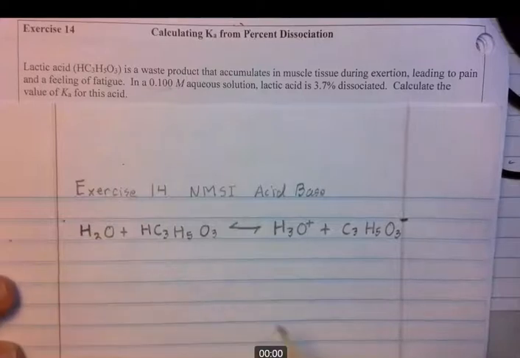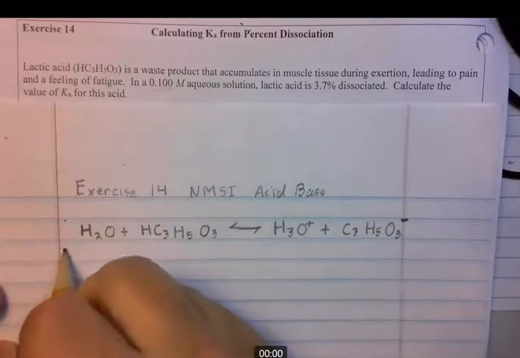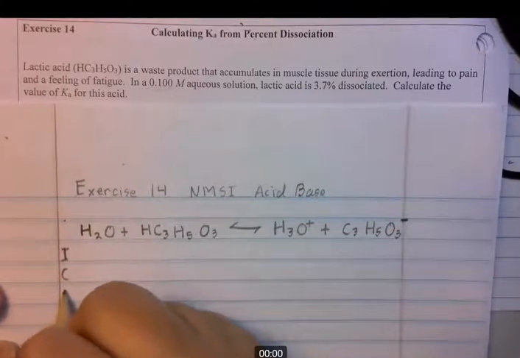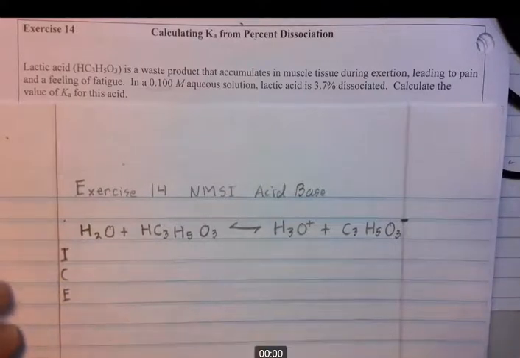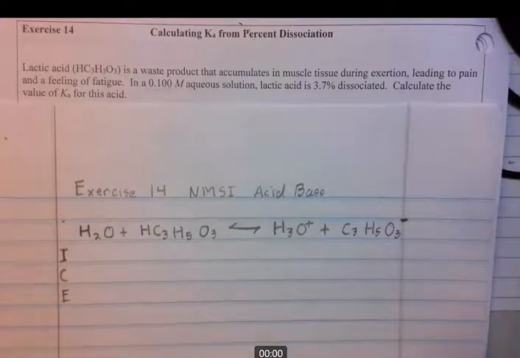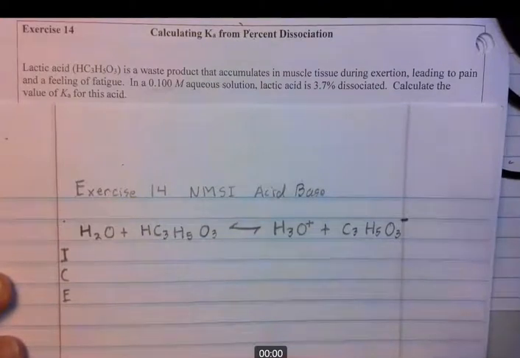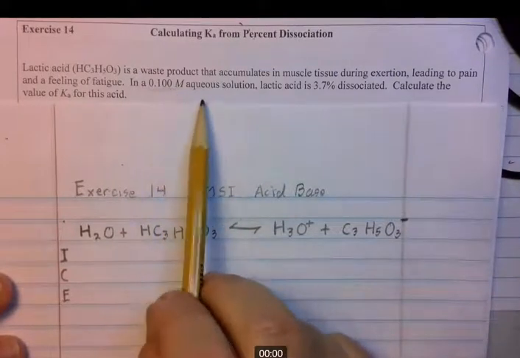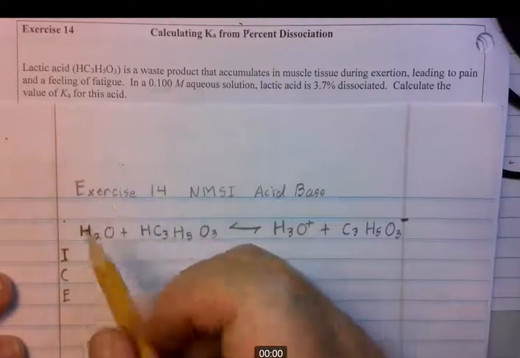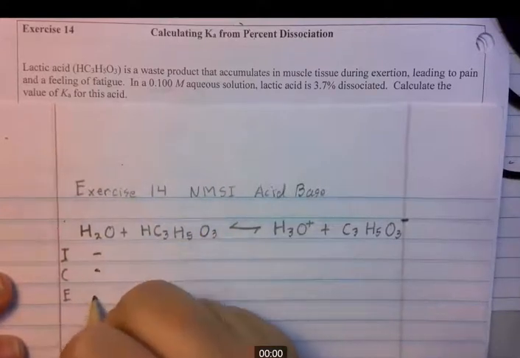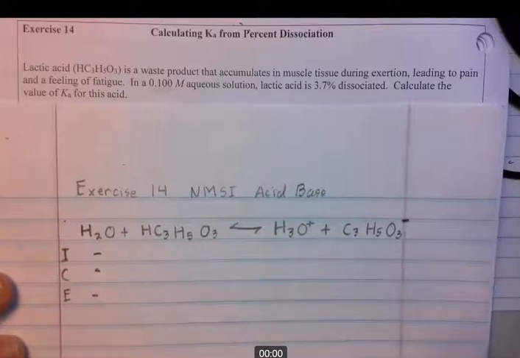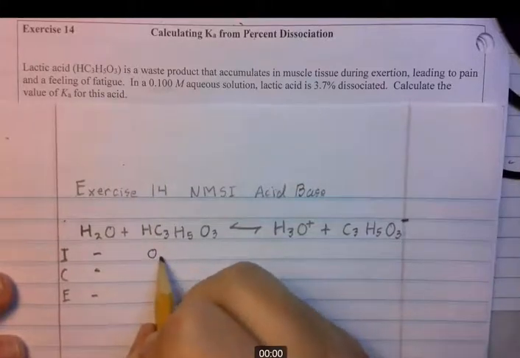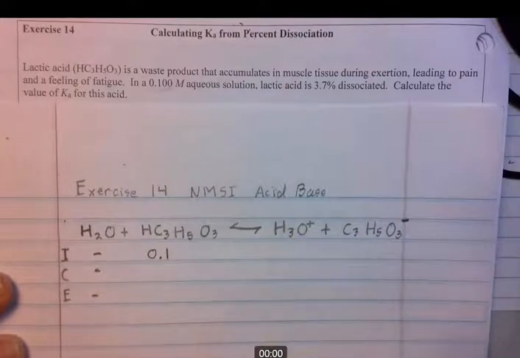Okay, there it is. So we're going to set up an ICE table here. And let's see what we can enter right now. And then we're going to have to make some calculations based on this percent dissociation. So what does that tell us? Well, the initial concentration of the solution is 0.1 molar. Water is not involved, so you can just cross that out. So this is going to be 0.1 molar. Everything up here is molar.